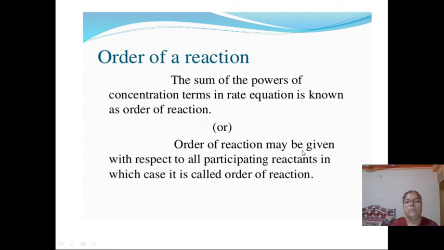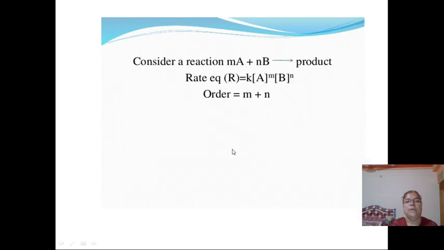Or order of reaction may be given with respect to all participating reactants, in which case it is called the overall order of reaction. Suppose for example, consider a general reaction. Suppose we have m moles of A reactant plus n moles of B reactant. They react to form product.